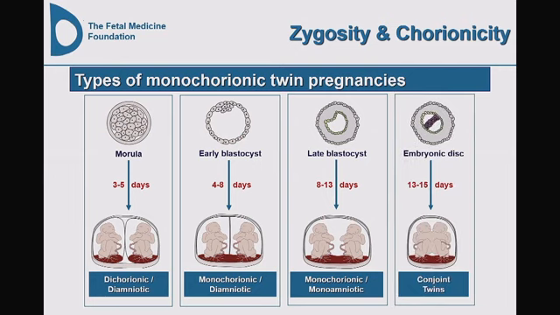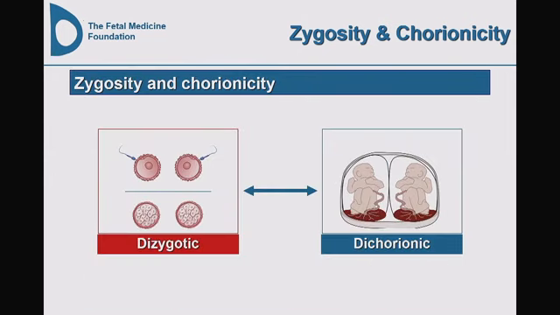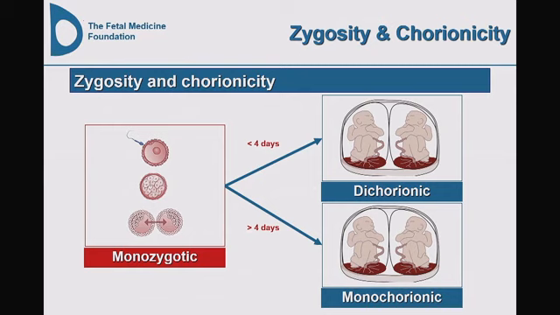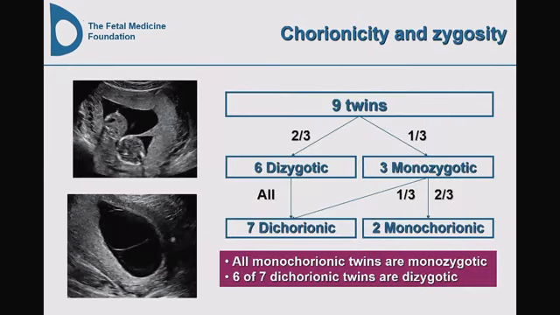And then the last and the most severe form of monozygotic twinning in terms of splitting is when the splitting occurs on the embryonic disc, and this produces so-called conjoined twins. And now in relation to zygosity and chorionicity, we know that dizygotic twins are dichorionic, and that in monozygotic twins, depending on which day the cleavage occurs, we could have dichorionic diamniotic or monochorionic diamniotic twins.